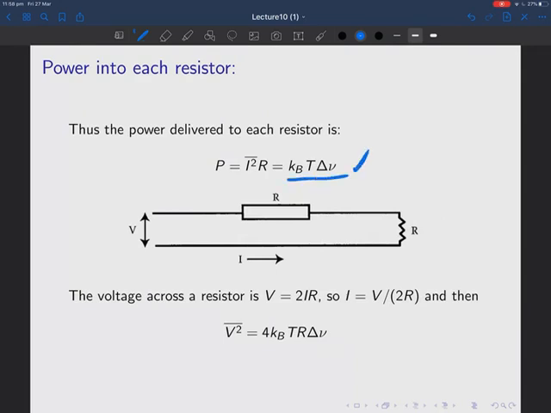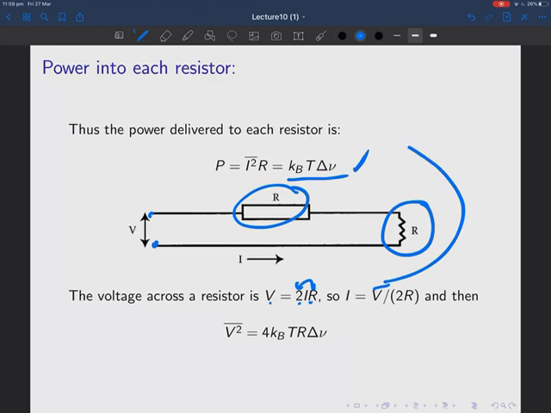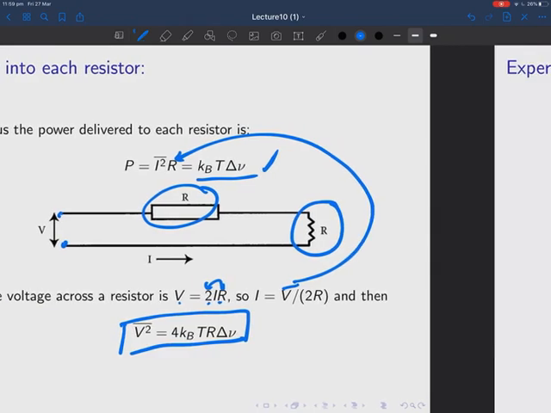Now, the voltage across a resistor is 2IR, because I'm measuring the voltage here, and if I go along here, I've got a resistance R, not it's an impedance actually, but it's a lossless bit, so that's just still got an impedance R. There's another resistance R at the other end. So we've got a current I flowing through it. So V is equal to 2IR, because there's two R's there and the I. So I is V on 2R. And then we can plug that into there and get the fact that V squared is 4 kBT R delta nu.